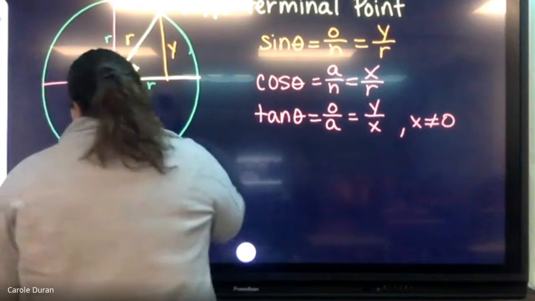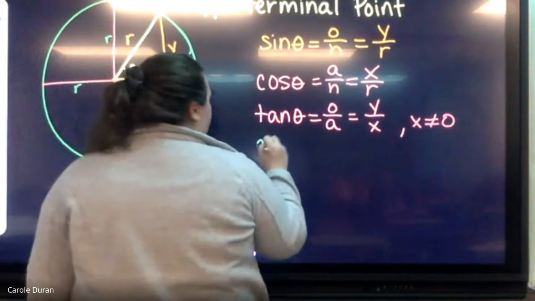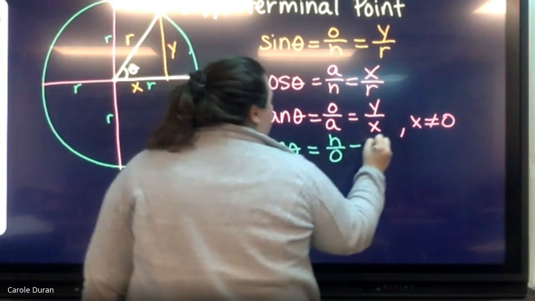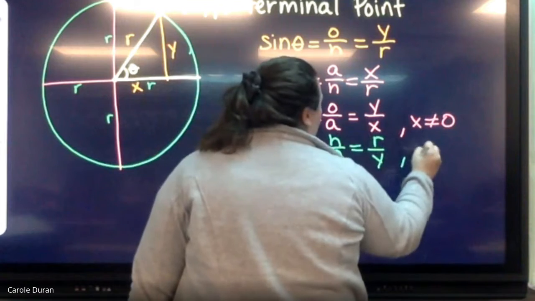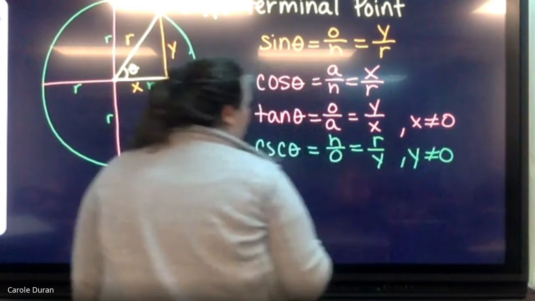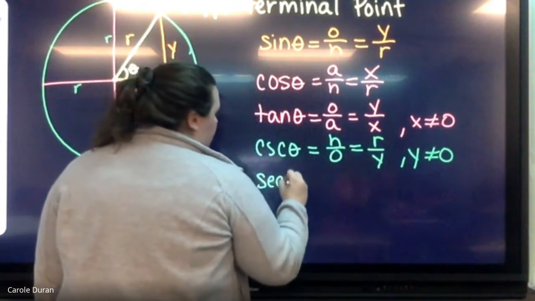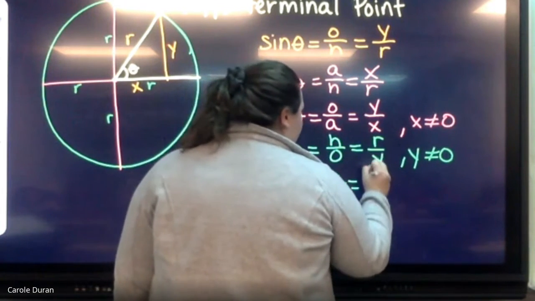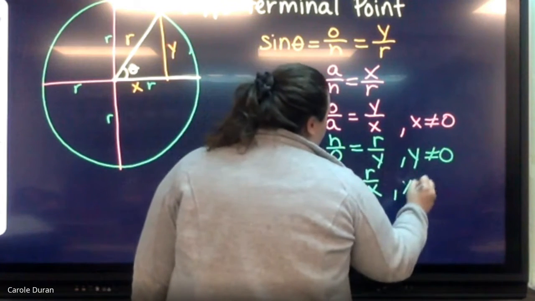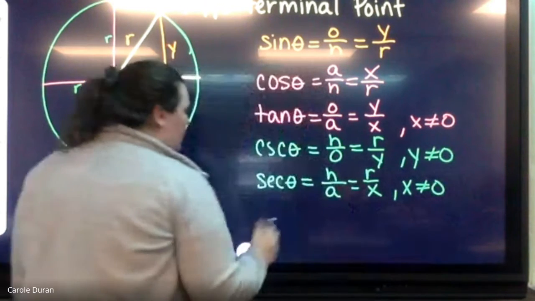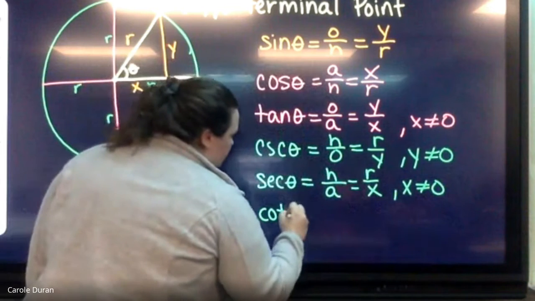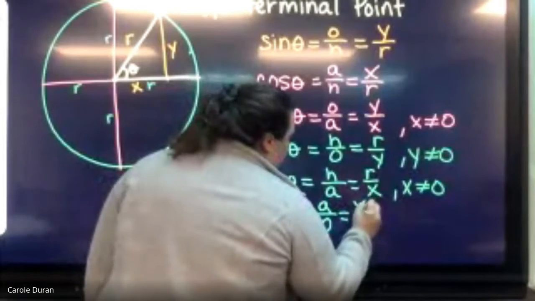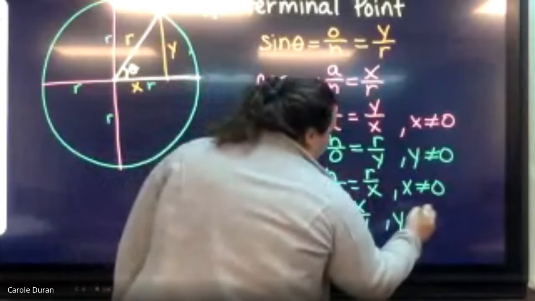And of course, we have our other trig functions. So cosecant used to be hypotenuse over opposite. Now it is radius over y, where y cannot equal 0. Secant is hypotenuse over adjacent, which translates into radius over x, where x cannot equal 0. And cotangent translates from adjacent over opposite into x over y, where y cannot equal 0.